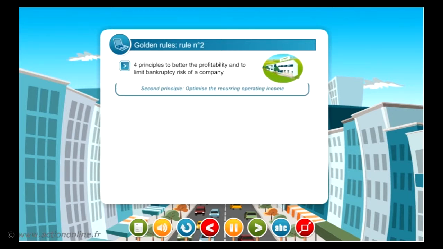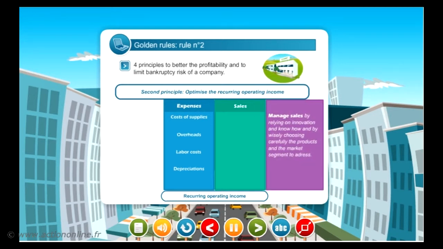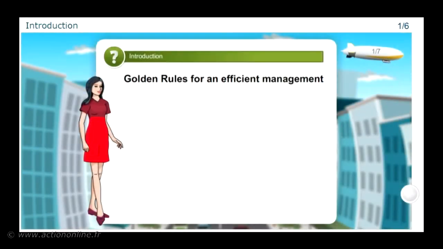The second principle consists of optimizing the recurring operating income, in other words, manage sales, by relying on innovation and know-how and by carefully choosing the products and the market segment to address. Manage the gross profit, thanks to the value creation perceived by customers. Manage the operating costs whilst keeping a certain operational flexibility, such as focusing on variable costs when reducing the production costs, etc.